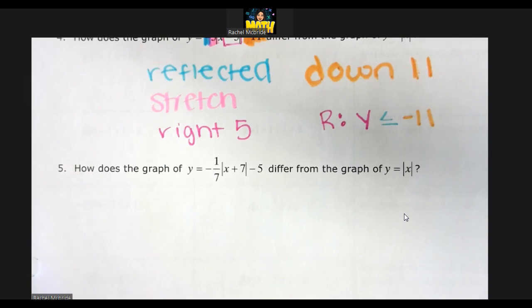Yes, the slope. Check his homework before I forgot.